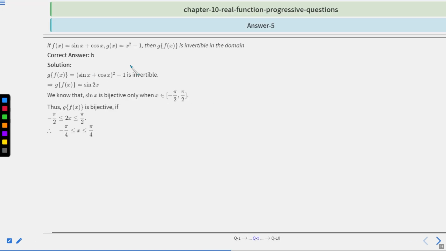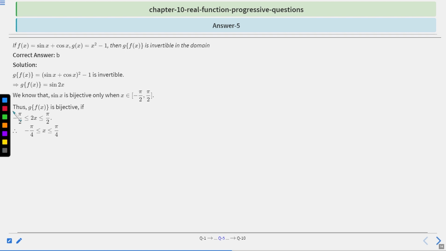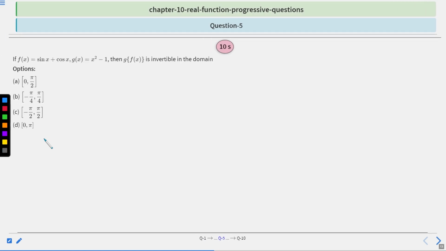Okay, let's move to the solution part. See, g of fx is basically sin x plus cos x square minus 1, right? Given that it is invertible, g of fx after solving this, you will get g of fx is equal to sin 2x. We know that sin x is bijective only when x belongs to minus pi by 2 to pi by 2. Thus, g of fx is bijective if 2x belongs to minus pi by 2 to pi by 2, right? So x belongs to minus pi by 4 to pi by 4. Clear? So I think option B is the right choice.